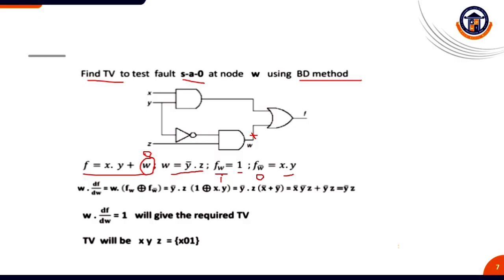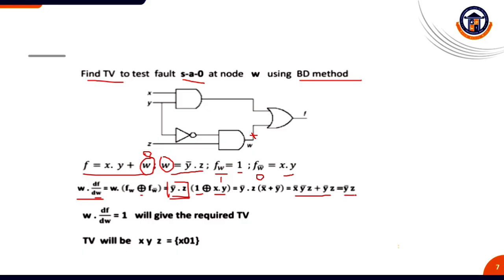Now substitute both values in our main expression, that is w dot df with respect to dw, that is w into fw XOR fw bar. What is the fw value here? That is 1. What is the fw bar value? X dot y. What is the w value? That is y bar z. Expanding this expression, the final answer is y bar z.